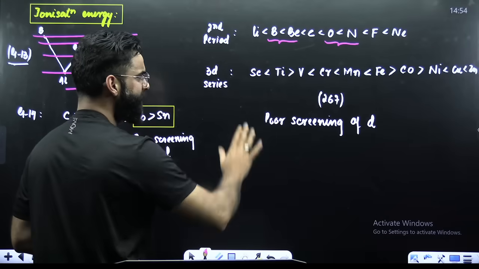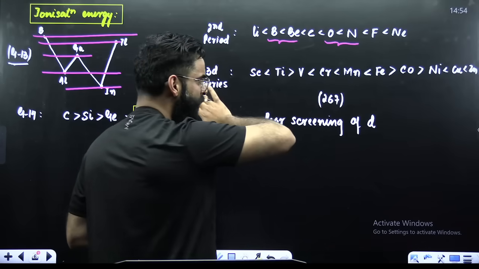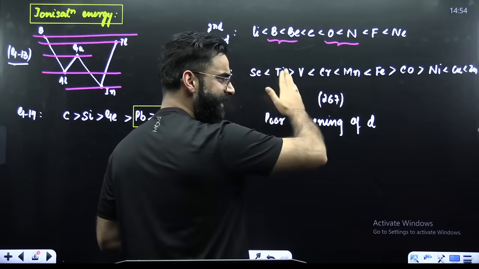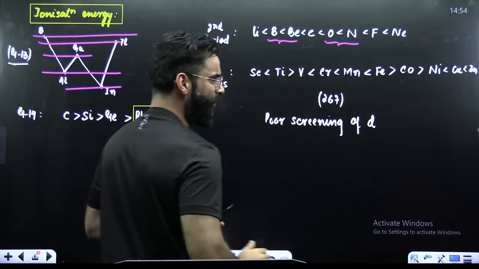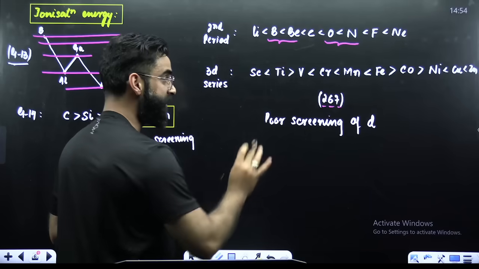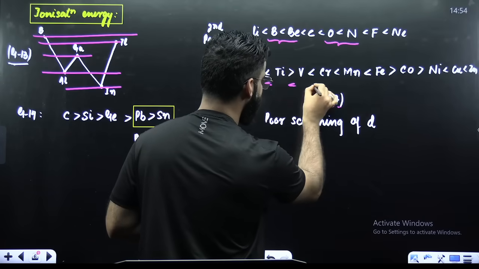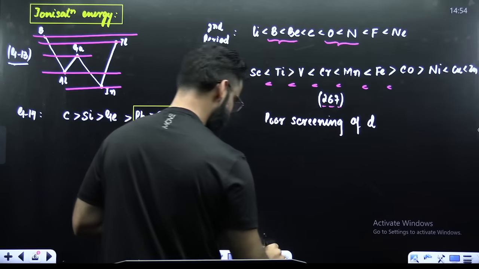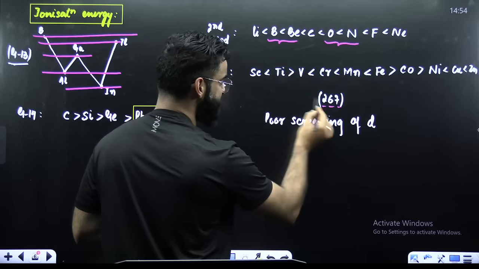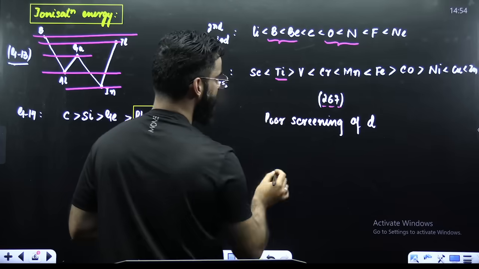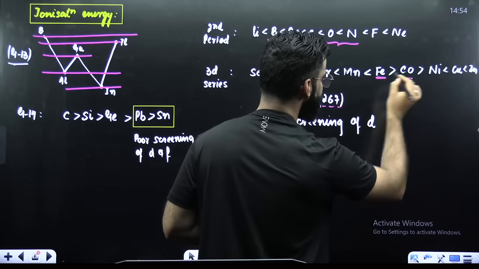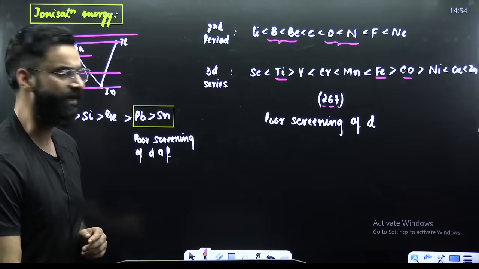Similarly, the 3d series. What happens generally when you move from left to right? What happens to ionization energy? Ionization energy increases. So scandium, then titanium, vanadium, chromium, manganese, iron, cobalt, nickel, copper, zinc. But at positions 2, 6, and 7, the sign changes. Generally, what should the sign be? It should be like this, because on moving from left to right, ionization energy increases, correct? But you have to interchange the sign at position number 2, at position number 6, and at position number 7. Perfect, you have to interchange the signs.